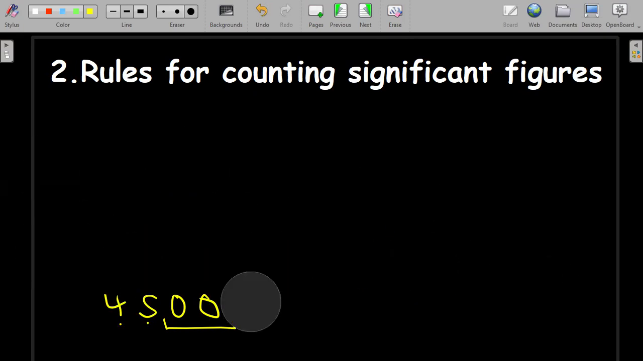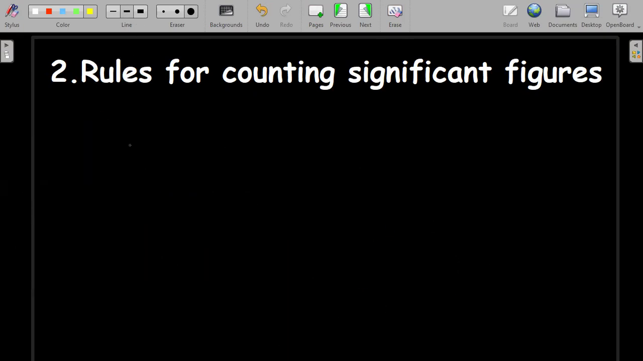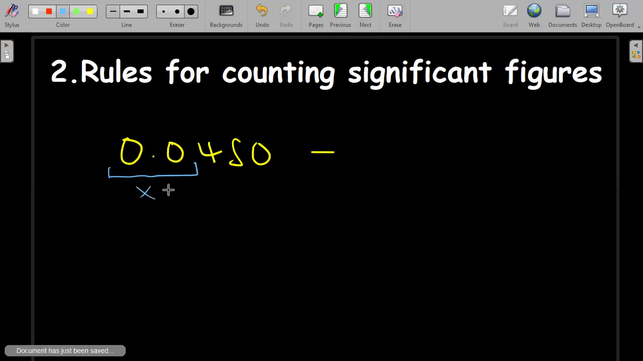What about this number that I'm going to write on top here? Let me just erase this. So what about this number? 0.00450. How many significant figures does this number have? We are going to say the leading zeros are never significant. This one is significant, this one is significant, and this zero is significant here because there's a decimal point in this number and it's a trailing zero. So we have 1, 2, 3. So here there are 3 significant figures.